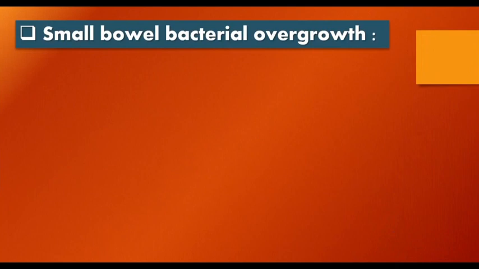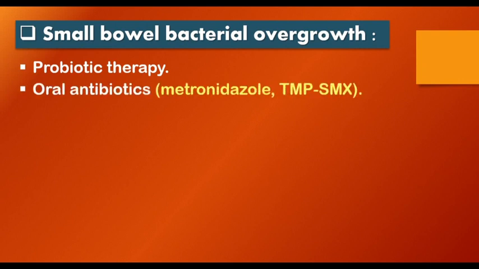How do we manage small bowel bacterial overgrowth? By probiotic therapy. And you remember what a probiotic therapy is? It is a safe bacteria useful in the management of bacterial overgrowth, or give oral antibiotics like metronidazole or trimethoprim-sulfamethoxazole. This is efficient, or according to the local culture and sensitivity by the duodenal fluid culture.